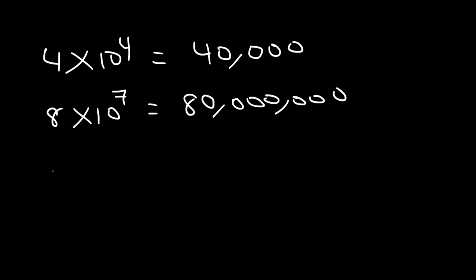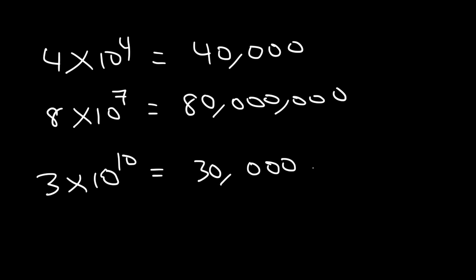And let's say if I have 3 times 10 to the 10. If 10 to the 9 is a billion, 10 to the 10 is 10 billion. 3 times 10 billion is 30 billion. So that's just a fast mental technique that you can use to quickly convert a number in scientific notation to standard notation.